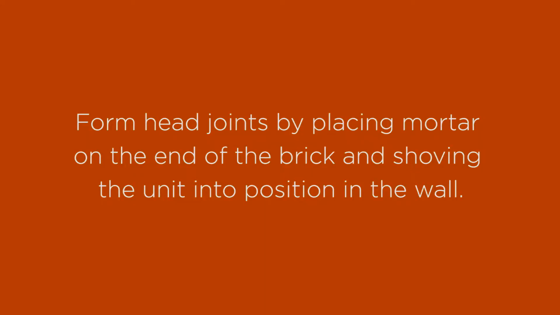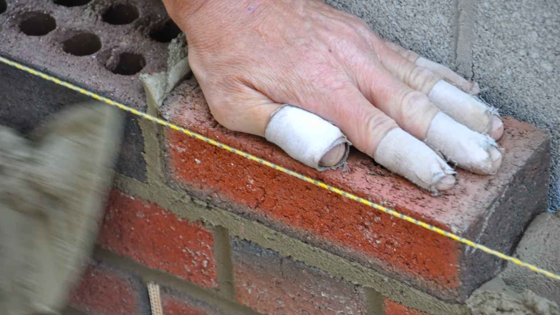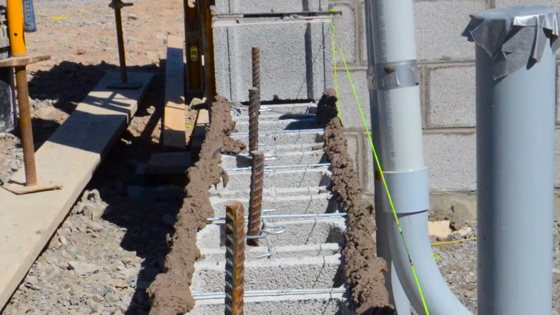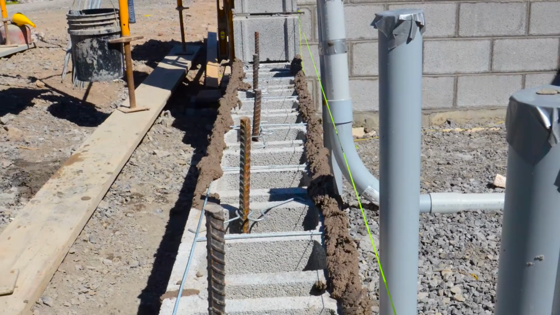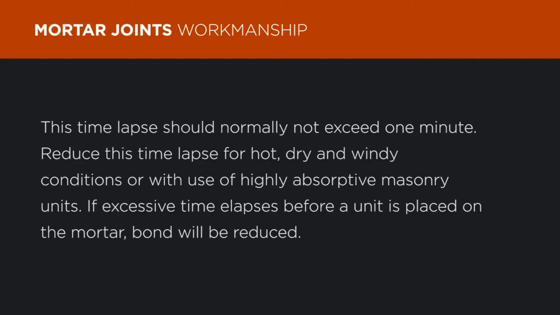Form head joints by placing mortar on the end of the brick and shoving the unit into position in the wall. Do not deeply furrow bed joints, and head joints should be formed by shoving the mortar tight to the adjoining unit. Workmanship has a substantial effect on strength and bond. The time lapse between spreading mortar and placing the masonry unit should be kept to a minimum because the flow will be reduced through suction of the unit on which it is placed. This time lapse should normally not exceed 1 minute. Reduce this time lapse for hot, dry, and windy conditions or with the use of highly absorptive masonry units. If excessive time elapses before a unit is placed on the mortar, bond will be reduced.